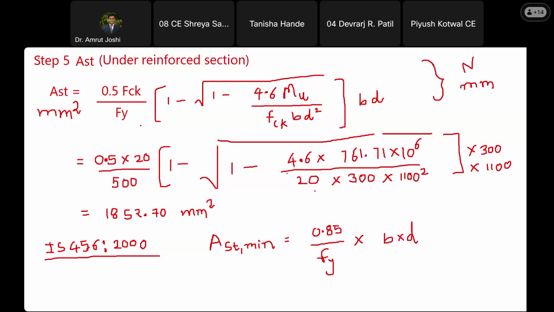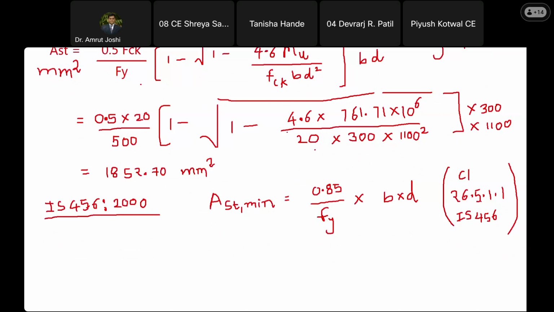This is as per which clause? So let me write down the clause number. It is as per 26.5.1.1. This is the clause number of IS-456. Are you with me? Yes, sir. So I cannot have reinforcement area less than this.